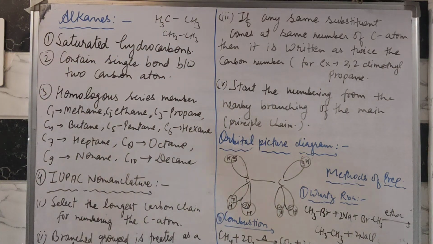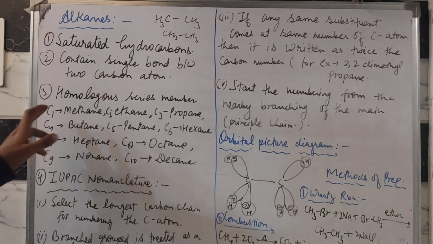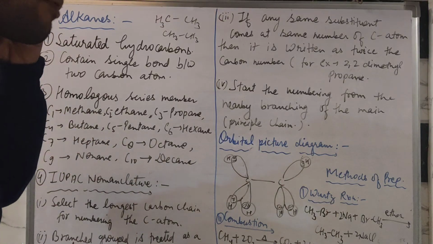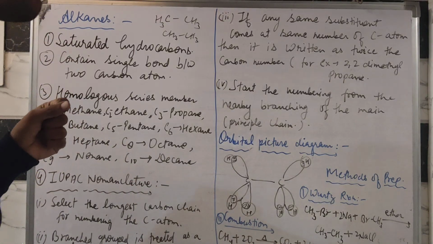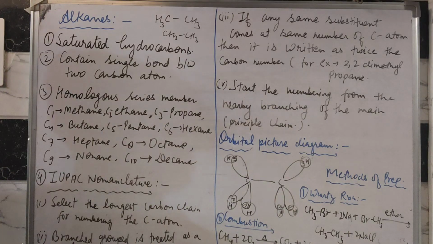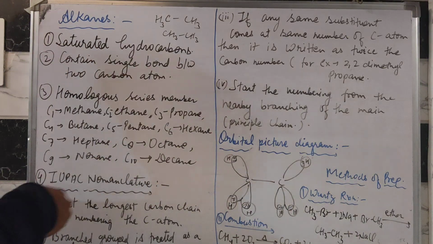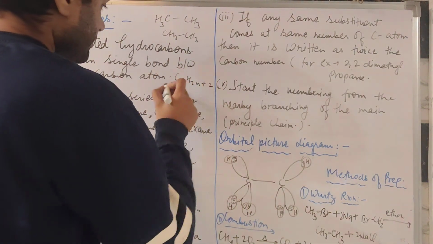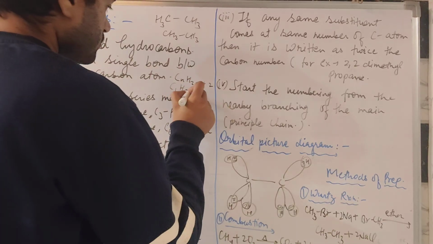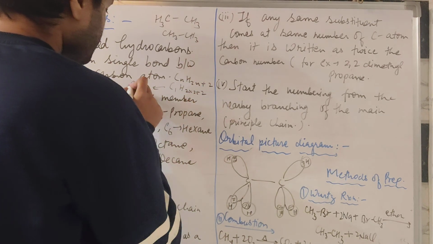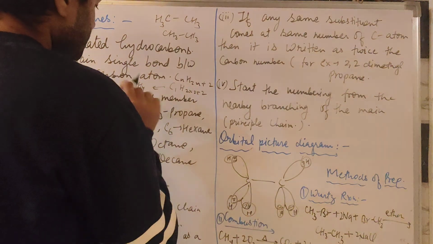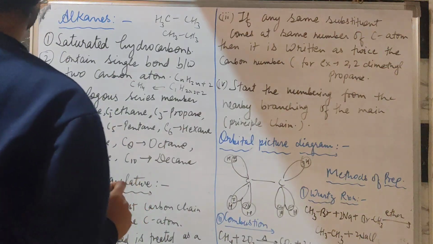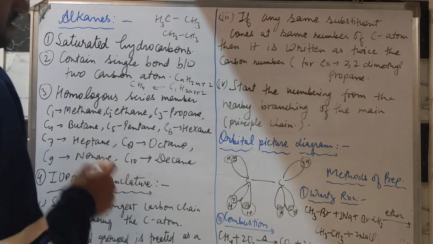So next, the third point: homologous series members. C1, for one carbon atom, its series member is methane and its formula will be CH4, according to the formula CnH2n+2. If we put 1 in place of n, we get C1H(2×1+2), which is just CH4. The 1 need not be written. In this form we can easily calculate the remaining formulas.